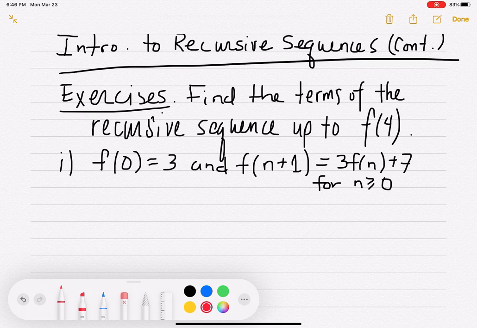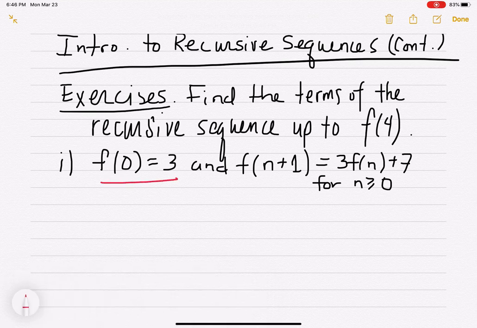So we want to continue looking at recursive sequences. Here we have some exercises, and we're told to find the terms of the recursive sequence up to f of 4. So first of all, we have f of 0 is 3. So our initial term, our 0th term, is 3. And then we're defined recursively that the n plus 1th term is 3 times the nth term plus 7, for n greater than or equal to 0.